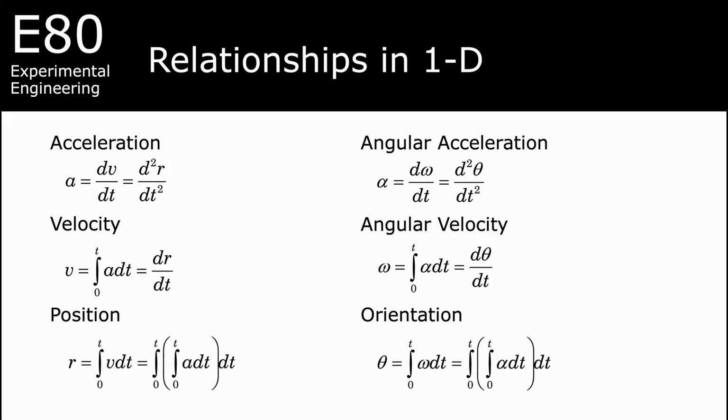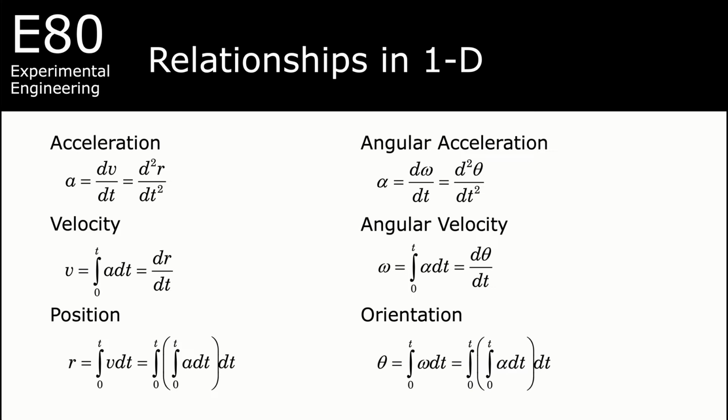The angular quantities have the same relationship. The angular acceleration is the first derivative of the angular velocity or the second derivative of the angular position. The angular velocity is the integral of the angular acceleration or the first derivative of the orientation. The orientation is the integral of the angular velocity or the second integral of the angular acceleration.